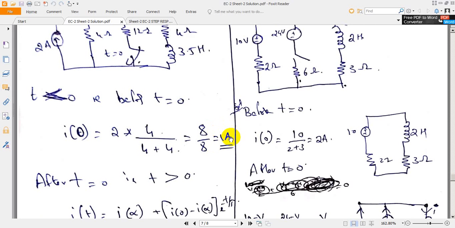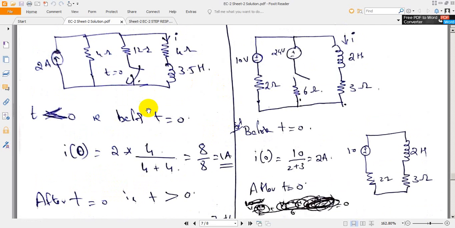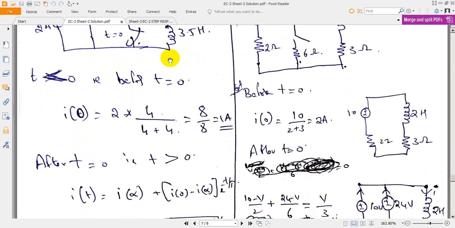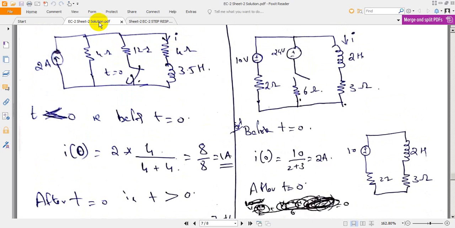Next, coming to after the switching operation, after t is equal to 0, it means this switch is closed. At t is equal to 0, the switch is closed. Now you can observe these two are in parallel. This newly added branch is parallel to the next two adjacent branches. So what we can do, we can combine these two branches which will be parallel to this branch.